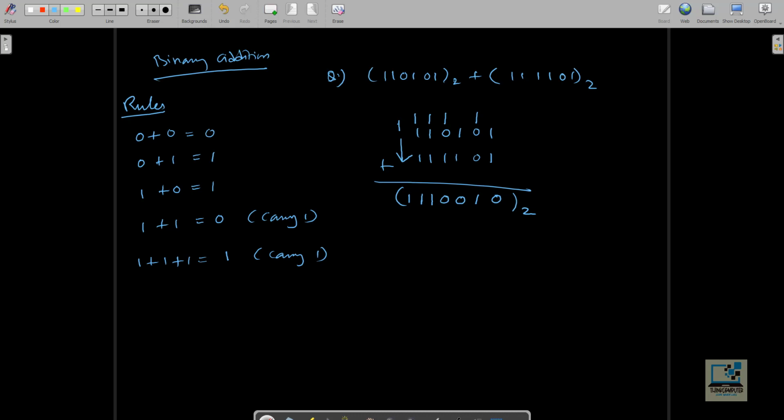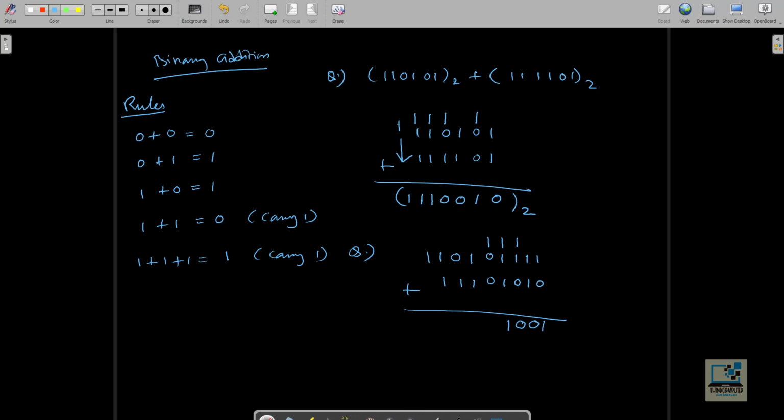Okay, let's see one more question. Let's write it directly this time. 1 1 0 1 0 1 1 1 1 and 1 1 1 0 1 0 1 0. 1 plus 0 is 1. 1 plus 1 will be 0 with a carry 1. 1 plus 1 is 0 with a carry 1. 1 plus 1 plus 1 is 1 with a carry 1.